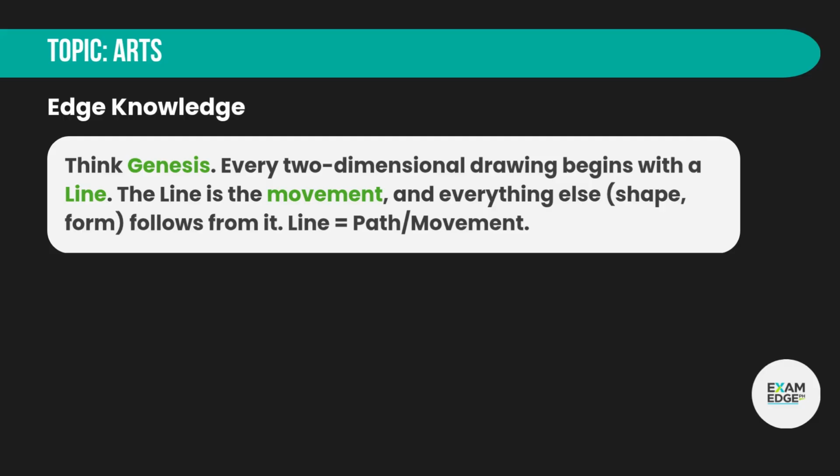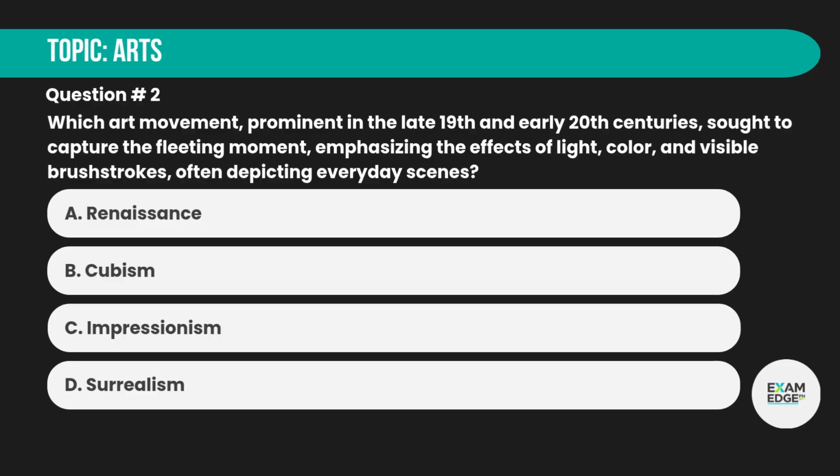Edge knowledge. Think Genesis. Every two-dimensional drawing begins with a line. The line is the movement, and everything else, shape, form, follows from it. Line equals path, movement. Question number 2.